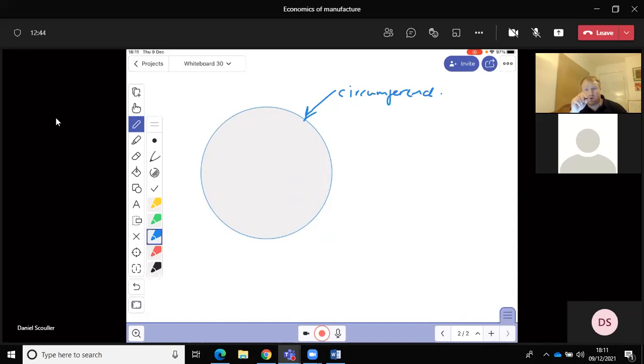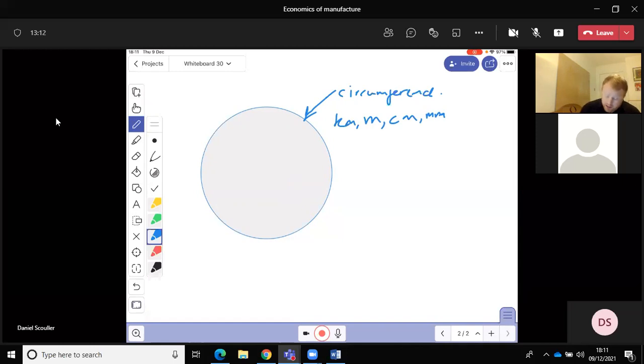But when we're looking at just a circle, the circumference, we're thinking about the outside of that. So that's going to be a length. It's going to come in metres, centimetres, very rarely millimetres, and very, very rarely kilometres, but that's not unheard of. So circumference, just that outside edge.